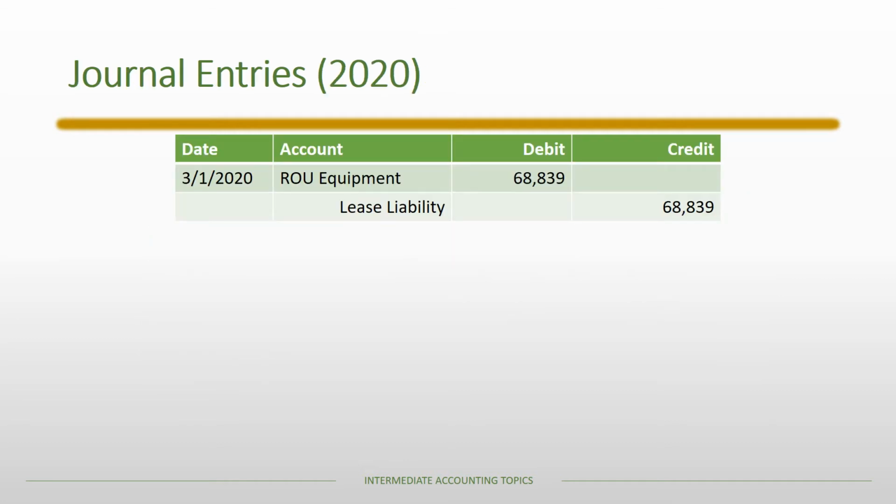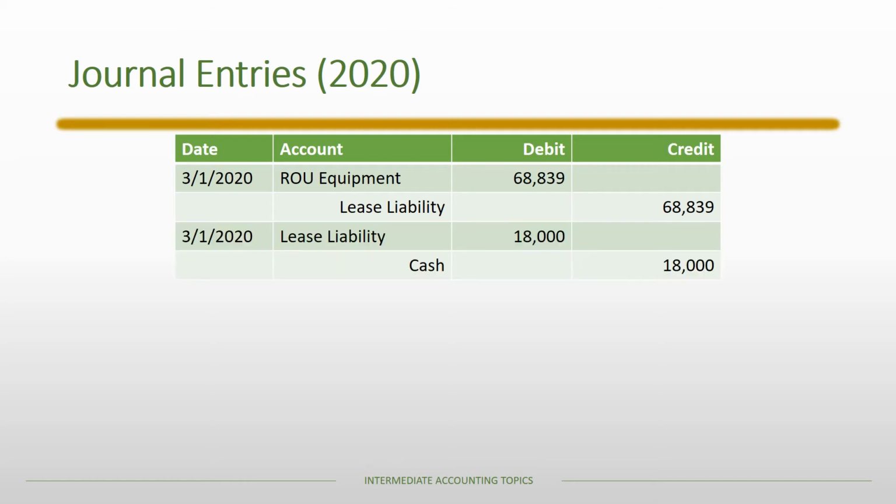Okay, so the initial journal entry is just like we would have with a finance lease. We bring on the asset and the liability at the present value of the minimum lease payments. In this example, that present value is $68,839. There's that immediate payment of $18,000, which goes as a reduction to the lease liability, and of course there's the credit to cash to reflect the payment.